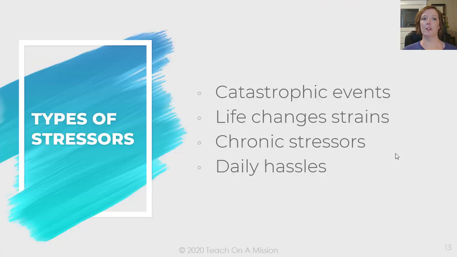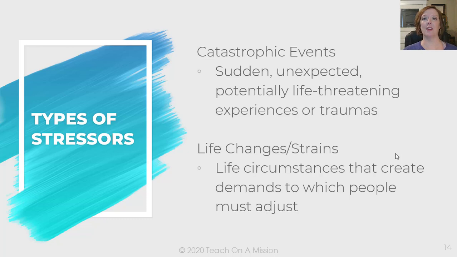All right, so let's look at the different types of stressors that we typically encounter. You've got catastrophic events, life changes and strains, chronic stressors, and just daily hassles. Catastrophic events can be sudden, they're unexpected, they're potentially life-threatening, and they're typically experienced as a trauma.